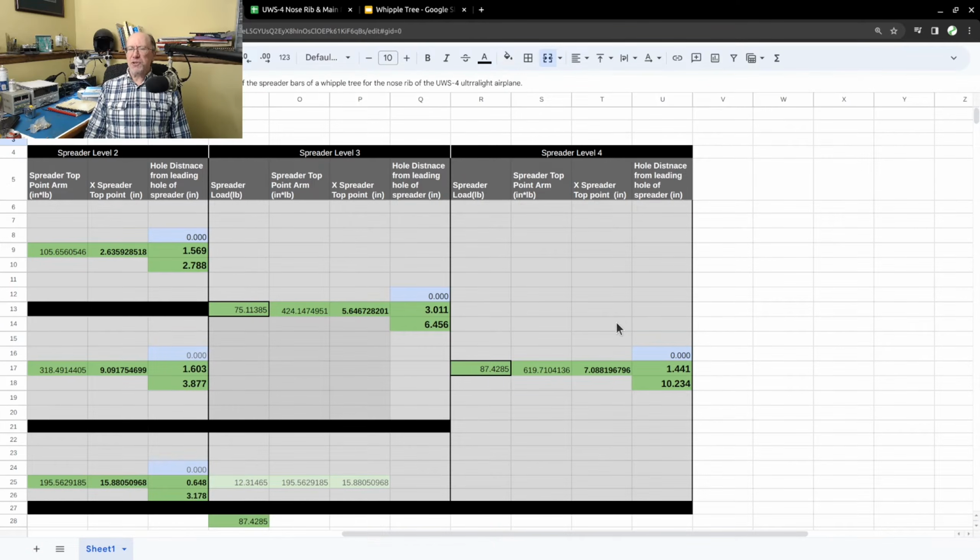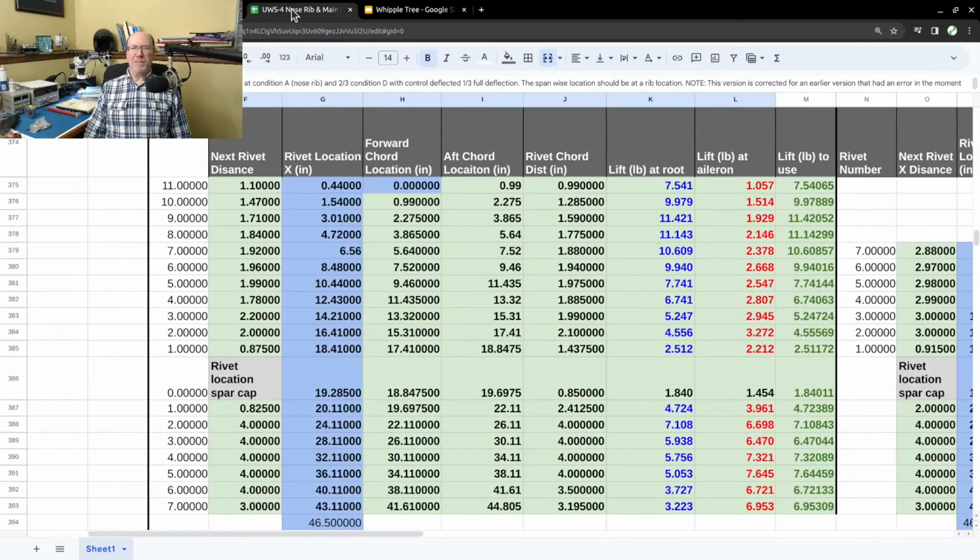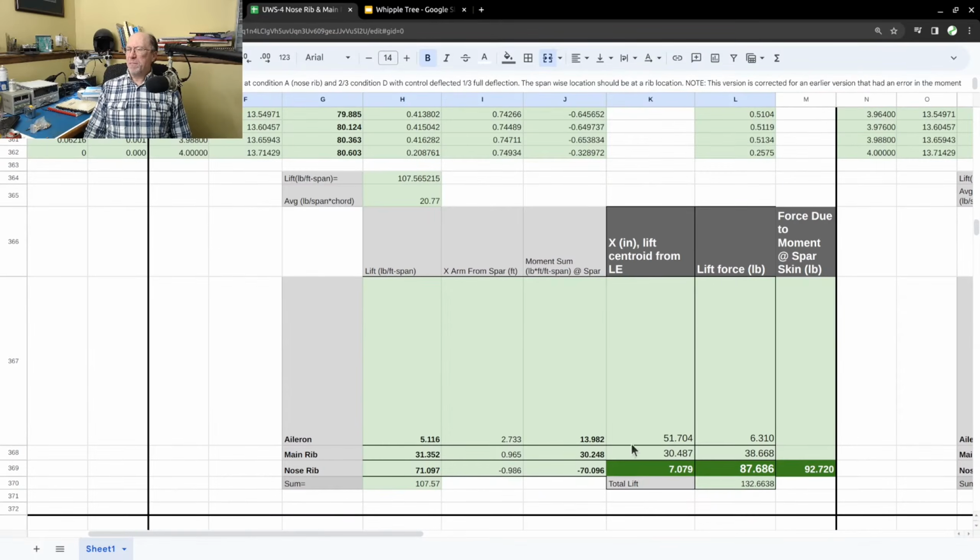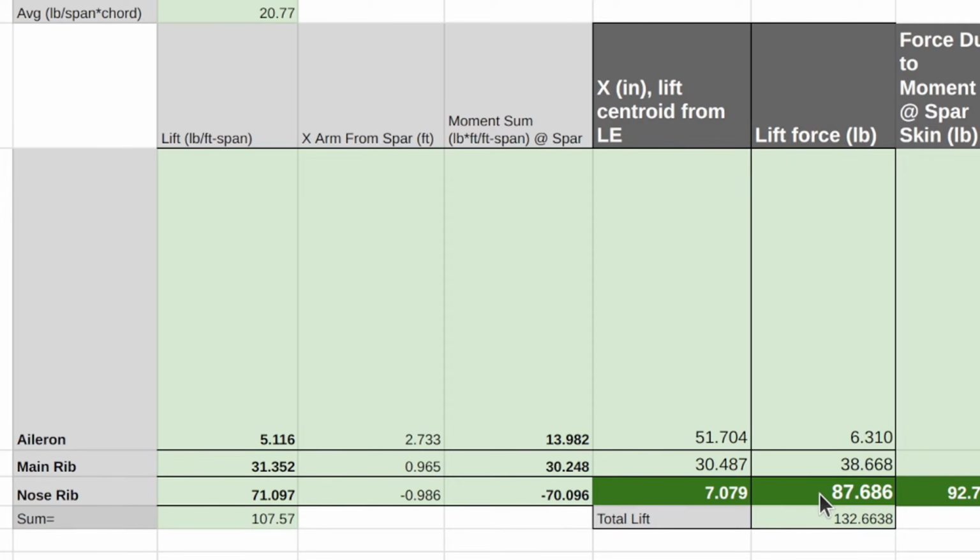And then I do some calculations as a sanity check, to make sure I haven't made any mistakes. The load coming all the way up through here at each tier, the sum should always be the same. So let's go back and see what it was from my nose rib calculations. So I've got that number here. That total load on the rib is 87.7 pounds. So that's this number here.